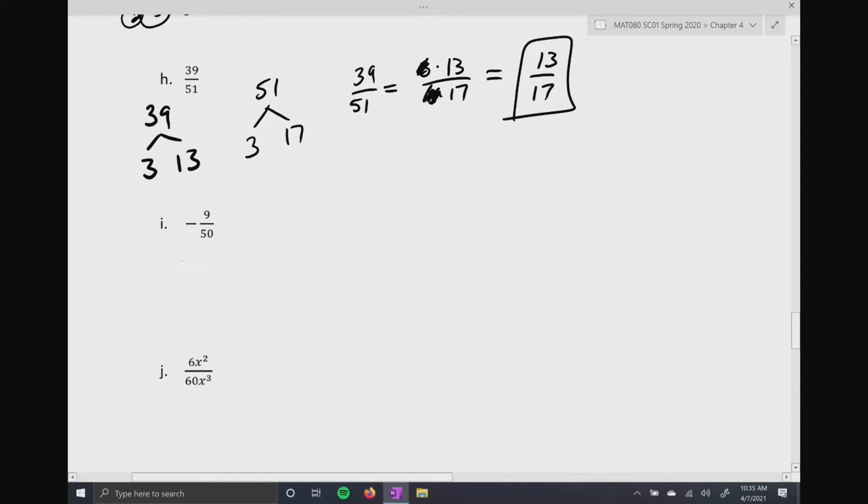If there's a negative sign out front, that doesn't mean anything to us. It just means that our fraction's negative. When you're simplifying, you are only concerned with the numbers. Nine is just 3 times 3, so I'm just going to write that and leave it like that. That 50, however, I have to break down. So I'm going to use 2 times 25. Now, 25 is 5 times 5.